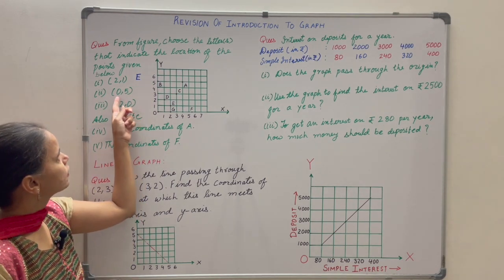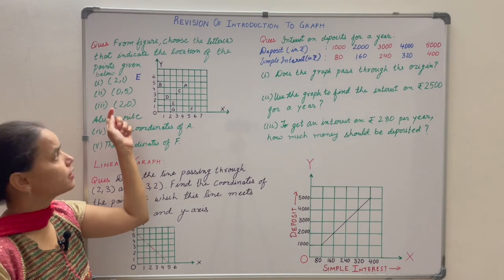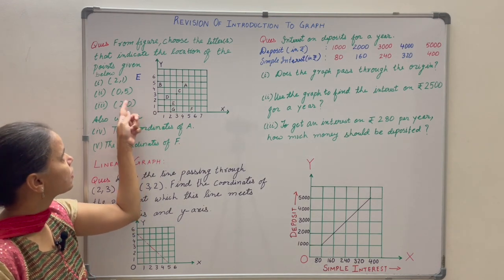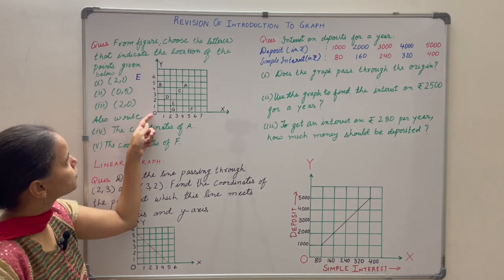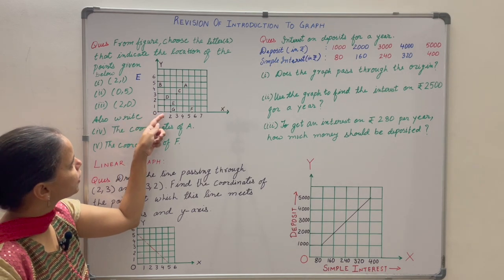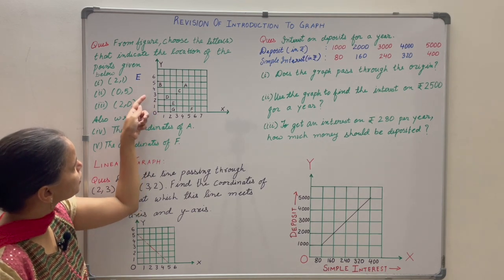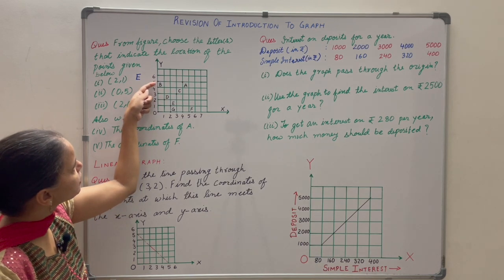0 comma 5. How many units you have to move towards right? Nothing. You have to just stay here. 5 units vertically up. So you are standing here. Right, you don't have to move any place. You have to move just 5 units up. So you reach point D.